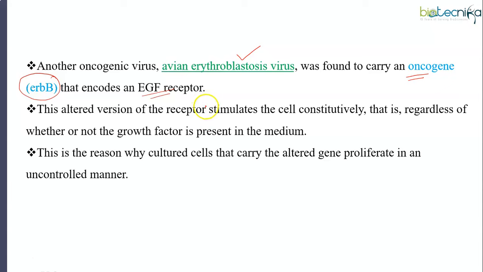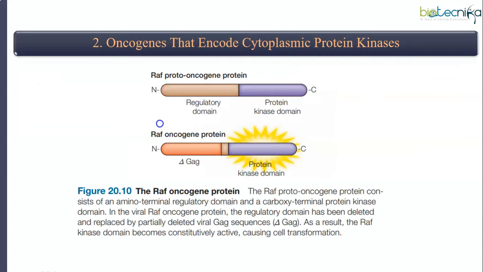So the altered version of the receptor stimulates the cell constitutively whether the growth factor is present or absent in the medium. So again, uncontrolled proliferation of cells. Second example of oncogenes are those that encode cytoplasmic protein kinases. We all are aware of RAF as a proto-oncogene, the most common proto-oncogene involved in the MAP cascade, or I can say the RAS pathway, right?